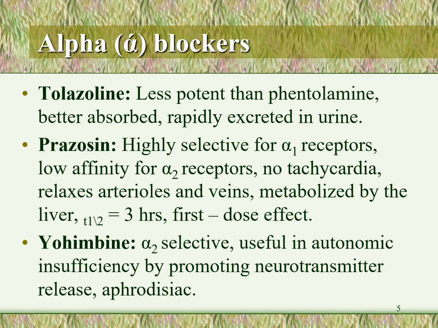We have yohimbine, as we mentioned. Yohimbine is a selective alpha 2 antagonist. It's useful in autonomic insufficiency by promoting the neurotransmitter release, as we mentioned, because the alpha 2 receptors occur perisynaptically, and by inhibiting this receptor, it leads to the inhibition of the negative feedback mechanism, leading to further release of noradrenaline, so it's very useful in case of autonomic insufficiency. As I mentioned, yohimbine is an aphrodisiac, which means that it can stimulate sexual desire.